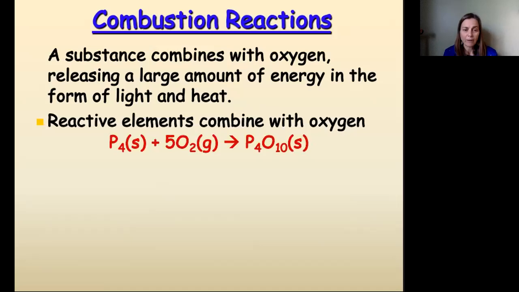So if we have phosphorus and we combine it with oxygen, we will get tetraphosphorus decoxide. This will give off a lot of light and heat. In fact, this is one of the reactions that happens in the tip of a match. And it is a pretty simple and straightforward reaction that gives off a lot of heat and energy. This is also a synthesis reaction. This is also a redox reaction.